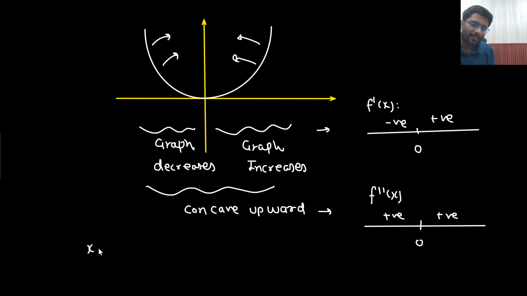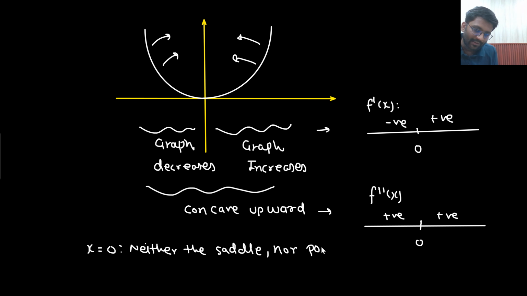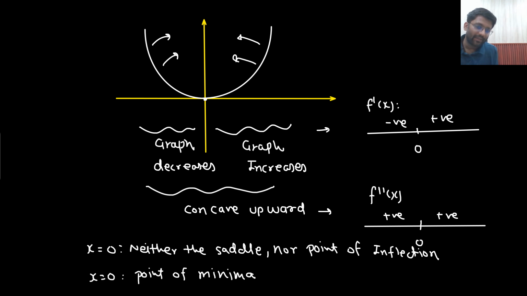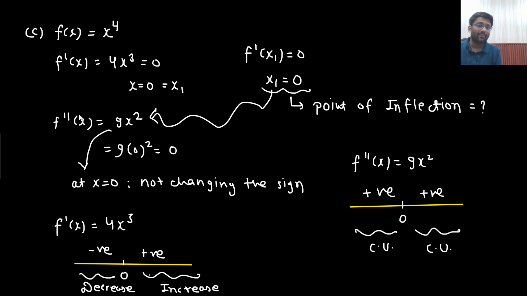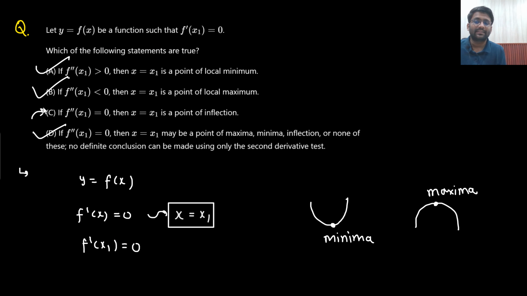So this x equals 0 is neither the saddle point nor a point of inflection. What actually is it? It is actually the point of minima. x equals 0 is actually a point of minima. But at x equals 0, your f double dash x was coming 0. So if your f double dash x has become 0, then it could be a point of maxima, minima, inflection, or saddle point. You cannot conclude.